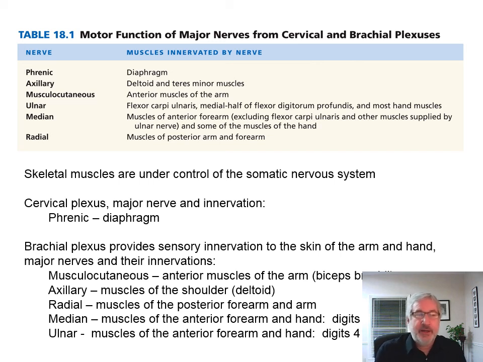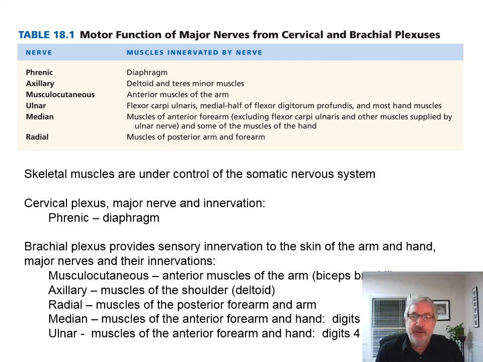Okay, so the cervical plexus, you have the phrenic nerve, and it innervates the diaphragm. Brachial plexus provides sensory information to the skin of the arm and hand, and the major innervations are: musculocutaneous is the biceps brachii, axillary is the deltoid, radial is muscles of the posterior forearm and arm. It also has some sensory on the back of the hand. So you have the triceps. So the musculocutaneous is the biceps. The radial is the triceps and then the backside of the forearm. Median is the anterior forearm and digits 1, 2, 3. Ulnar is the muscles of the anterior forearm and digits 4 and 5.